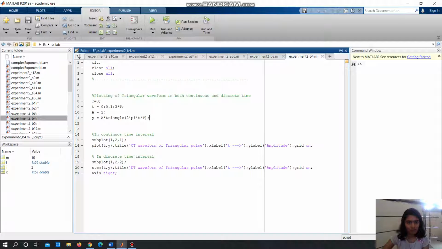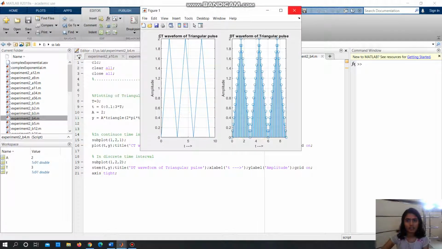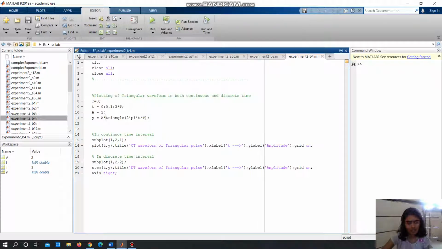We can also plot a triangular waveform. It gets its name because it is similar to a triangle. So we can get the plot like this using triangle function which is inbuilt. I have plotted this graph.